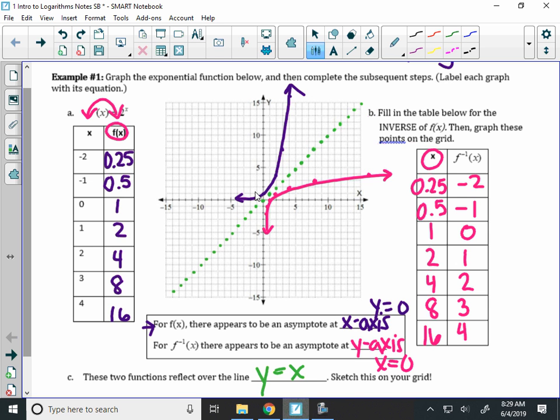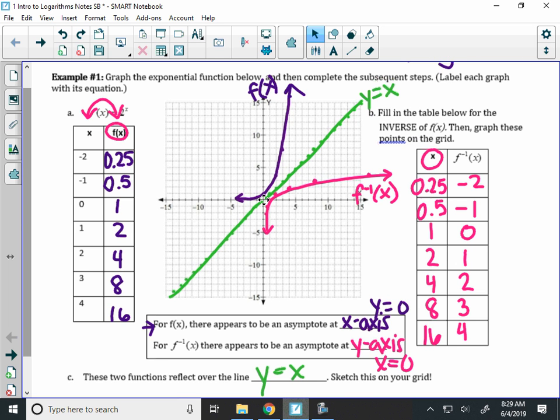I'm just going to graph it here so you can see. So this is y equals x. And I forgot to label our original graph, so I'm going to do that now. We had f of x and f inverse of x. So you should see that the purple and the pink graphs look like they reflect their mirror images over the line y equals x.